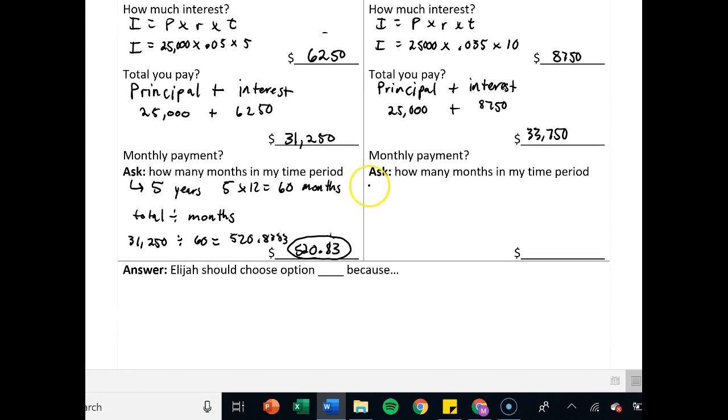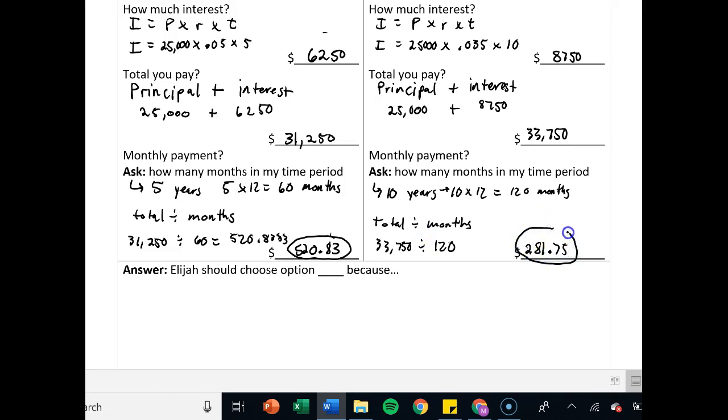However, we still have to ask our monthly payments. So how many months are in 10 years? We have 10 times 12, which is 120 months. And remember, to figure out our monthly payment, we're just going to do our total divided by our months. So our total was $33,750, and we'll divide it by our months, which are 120. And that equates to $281.75.